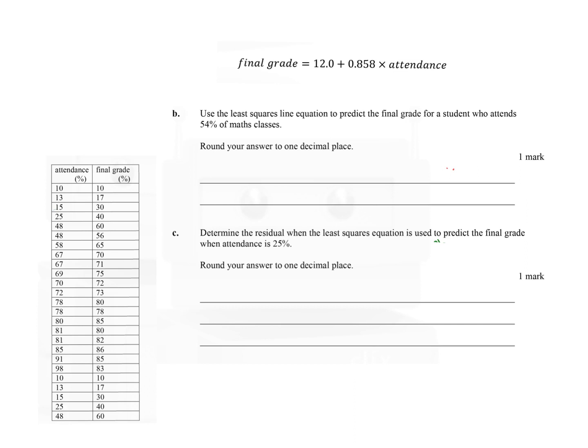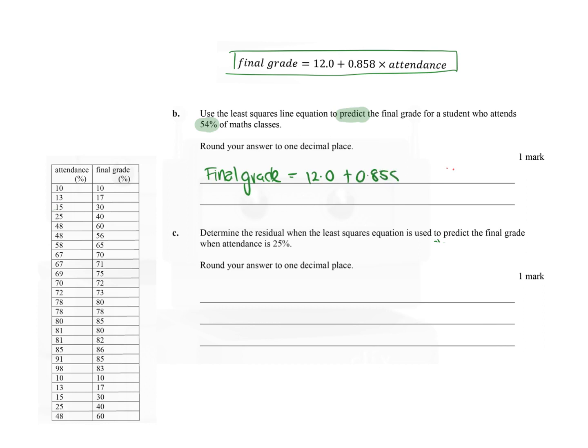Okay, so the next question is use the least squares line equation to predict. When you're predicting, you should always be using the equation anyway. A student who attends 54% of the maths classes. So you're just simply using the formula, which I've dumped here so we can see it. The final grade will equal, this is a prediction, so when you use the equation, you're making a prediction. And we go times 54, and it says to 1 decimal place, so I get 58.3, and final grade was a percentage, okay?